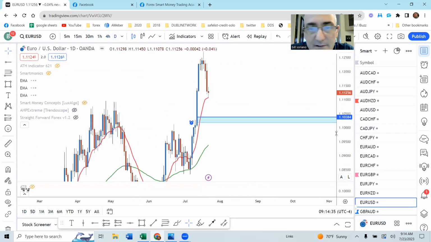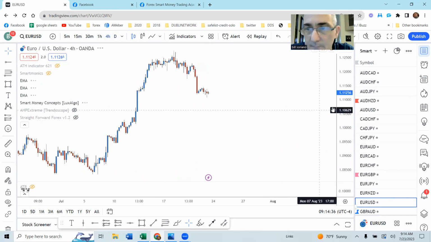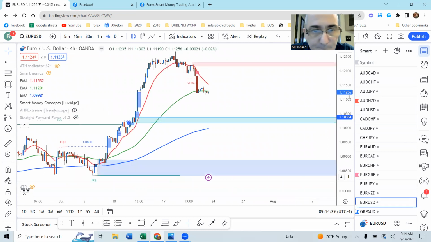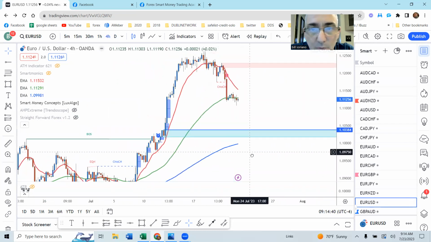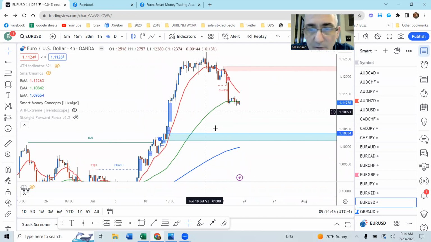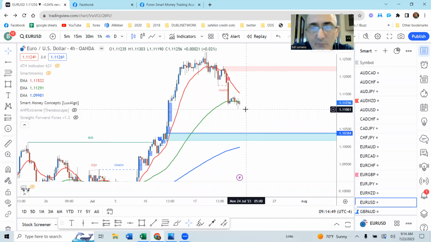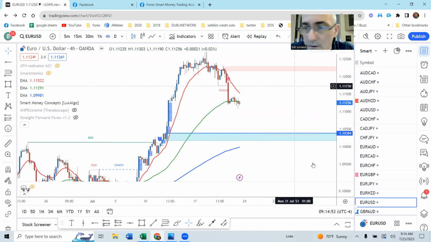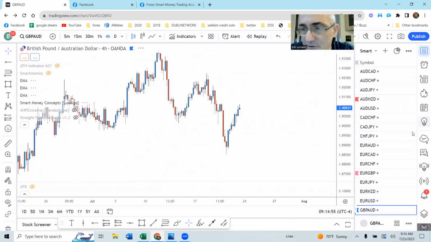EURUSD, we look on the daily chart, we're very bullish. Drop down to the 4-hour. And so we have this order block right here that we have marked up from last week to trade from. We still have all this imbalance down here that needs filled. So price obviously has a reason to come down there, right? So we're going to leave that as is.